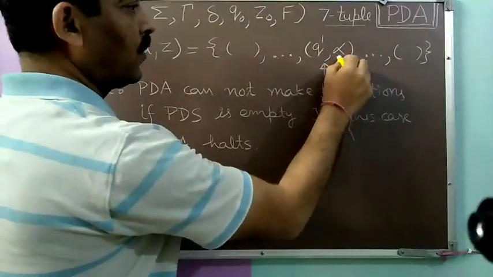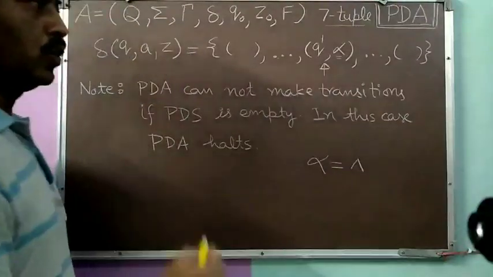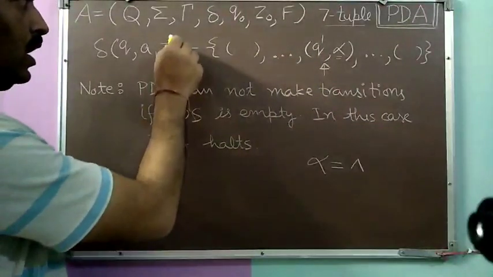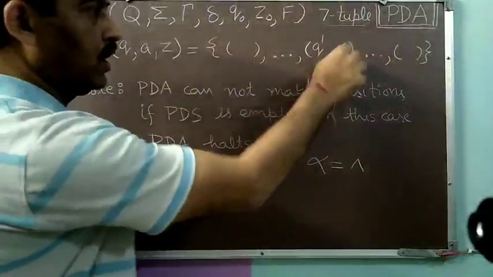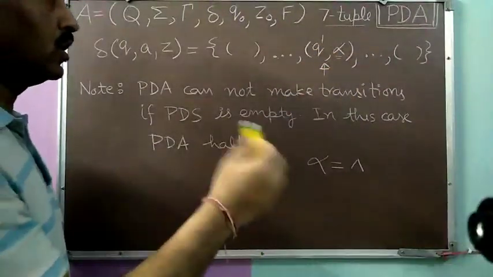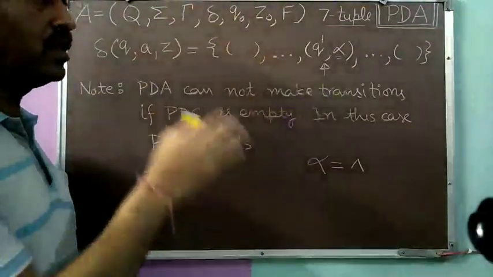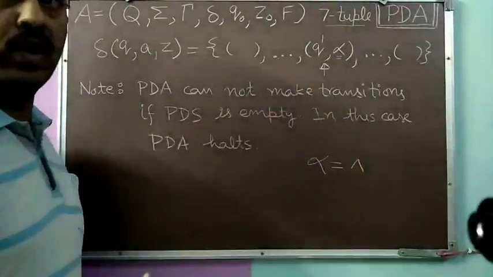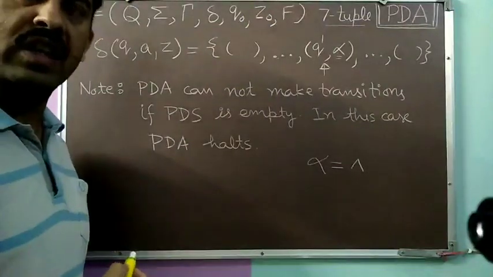In case this alpha is equal to null, what effect comes? We change to the state Q dash, and as we have erased the Z symbol in the processing and we are not writing anything, the topmost symbol Z simply gets erased from the push down store. So this is the effect when alpha is equal to null. This is an important point, and we call such moves erasing moves.